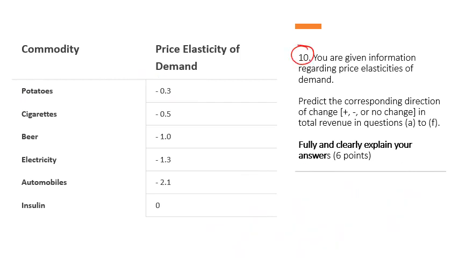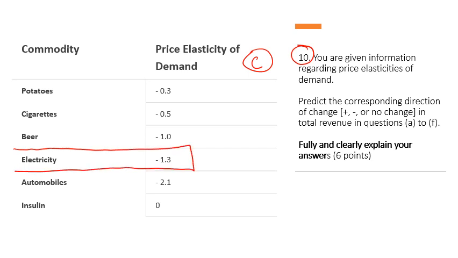In 10C, the product is electricity. So, what are we told? We're told that, well, that's the way it's phrased. If there's a decrease in the price of electricity, what happens to total revenues?